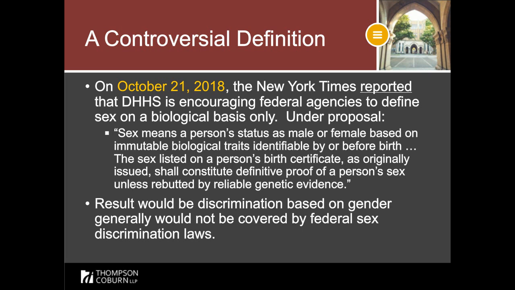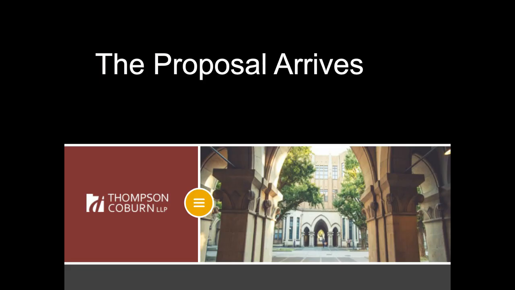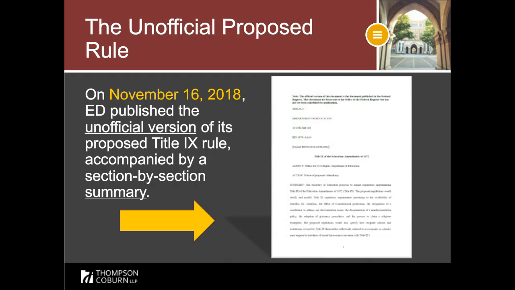Okay, with that as the backdrop, we got our unofficial proposed rule. So on November 16th, 2018, just a couple of weeks ago, the department published the unofficial version of this proposed Title IX rule, accompanied at the time by a section-by-section summary. And if you follow these links here, you can go to both of those documents. Let's talk about what this represents.